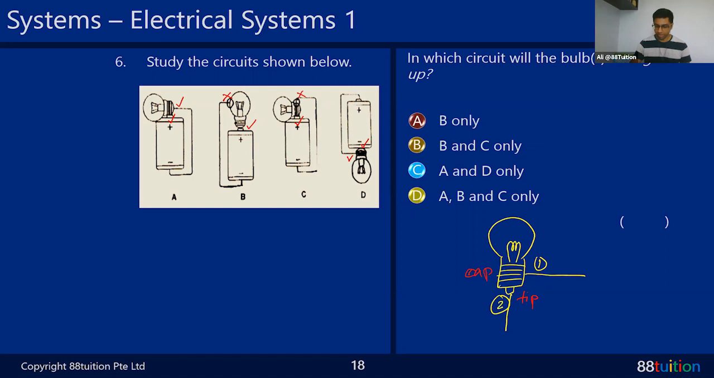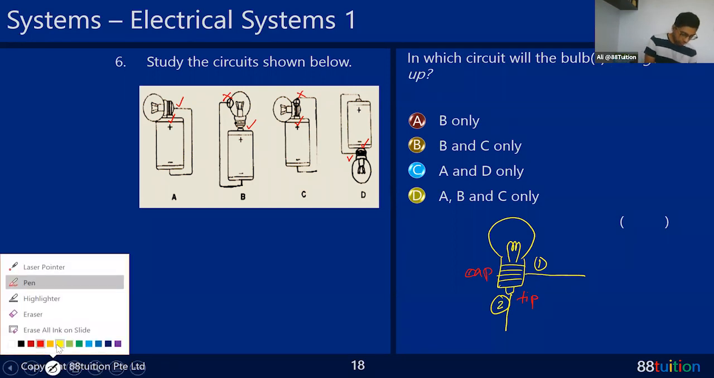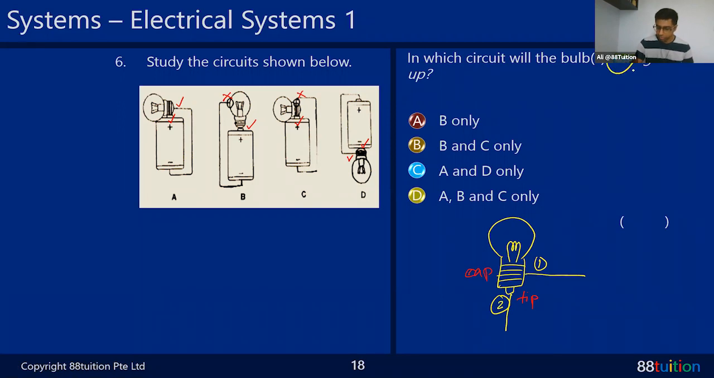So which one will not light up? Question, please take note. You know how some people get this question wrong? Because it's "not light up." So it's B and C. If it were "light up," it would be A and D.